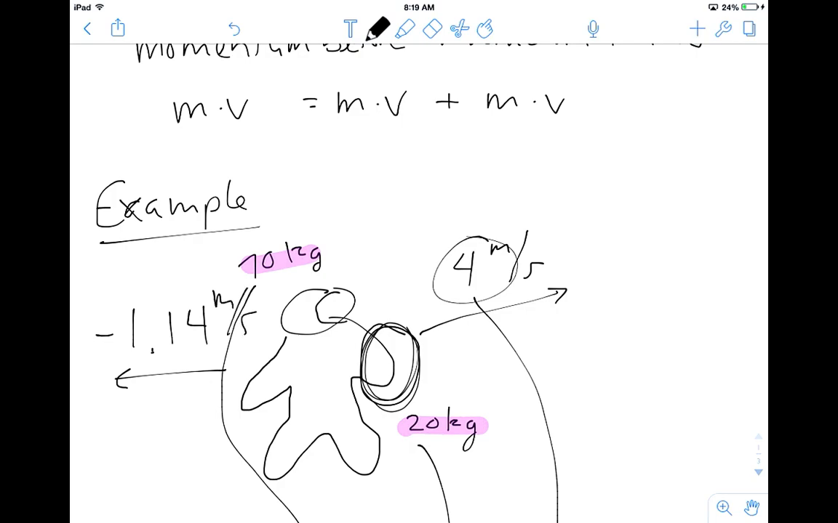And that really makes a lot of sense, because if the tank is going to the right and the astronaut is going to the left, then they should have opposite signs. If two things are going in opposite directions, then their velocities have to be opposite. So one has to be positive, one has to be negative.